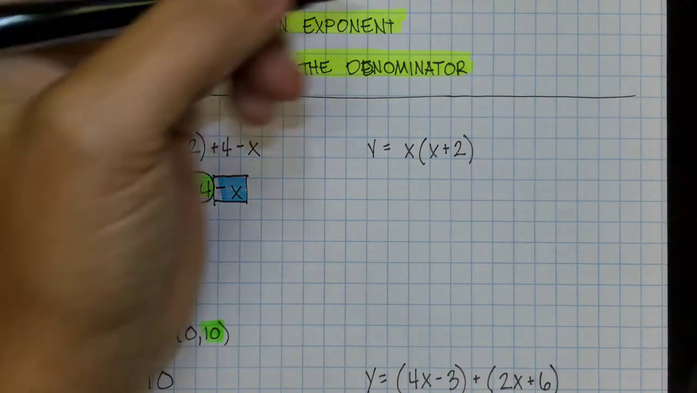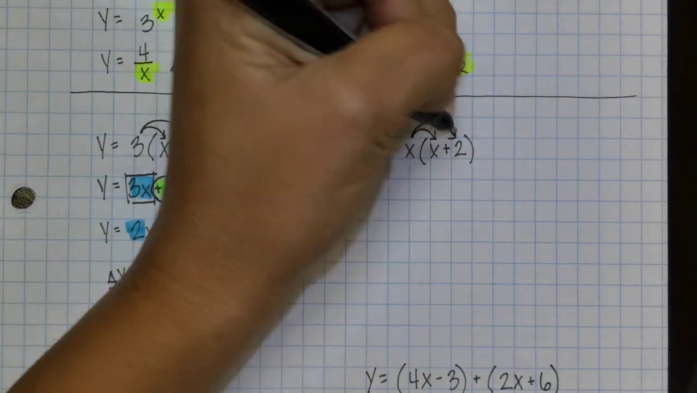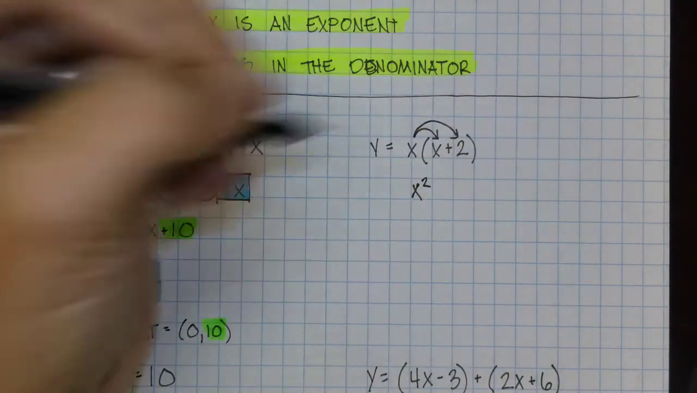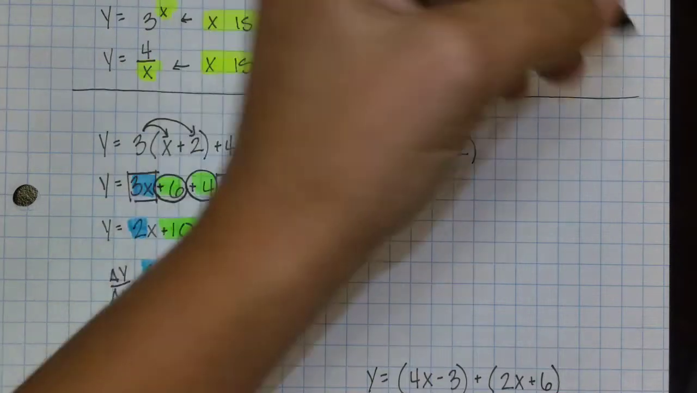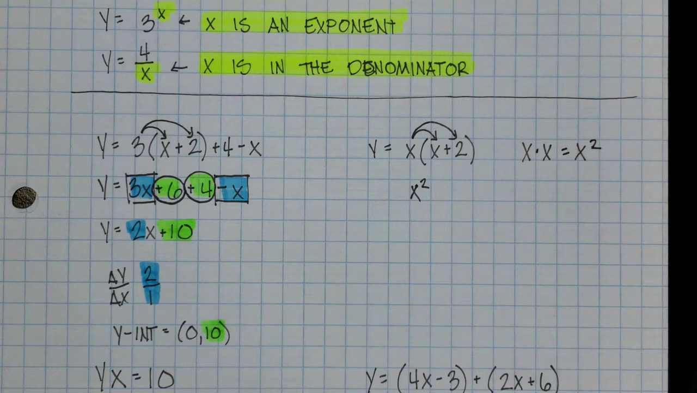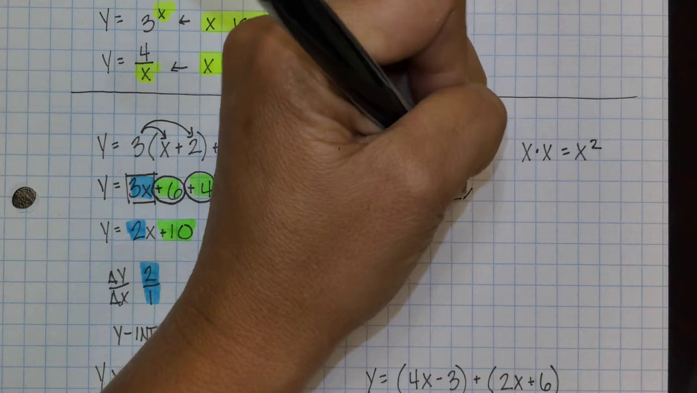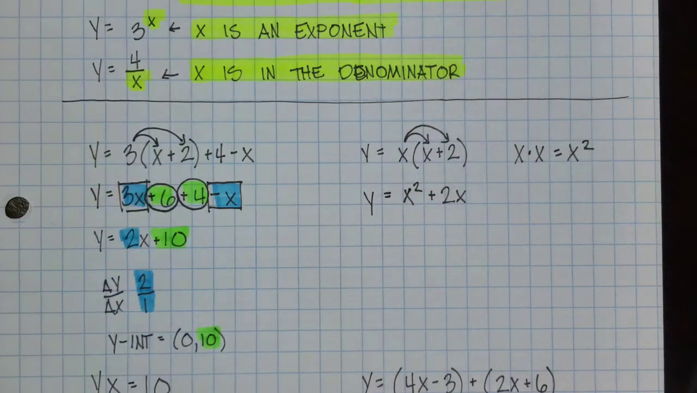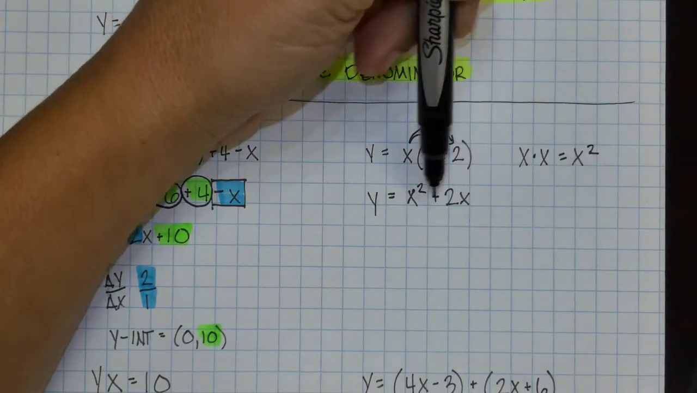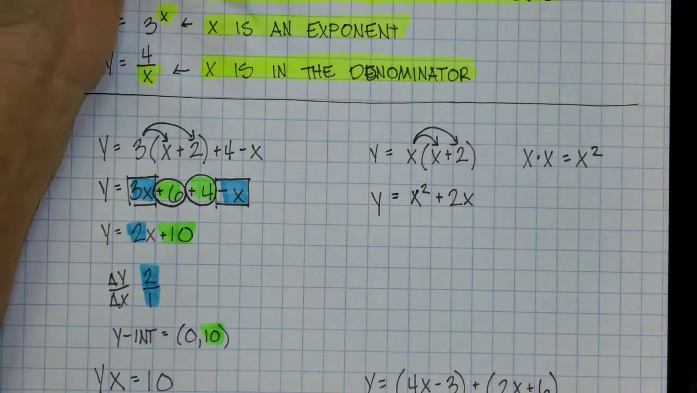So same thing as I did here, I'm going to distribute that x. It becomes x times x, and x times x is x squared because exponents are repeated multiplication, so that's x times x, and that equals x squared. Okay, and then x times 2 is plus 2x, and that equals y. It's in simplest terms. Just like I couldn't combine non-x's with x's, I cannot combine x squareds, x's with an exponent, with x's that don't have exponents.